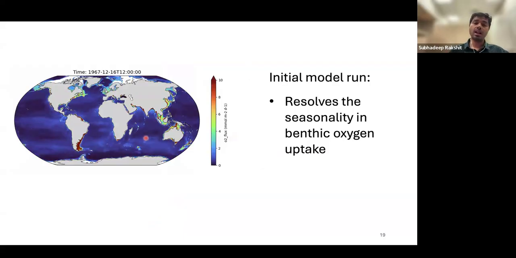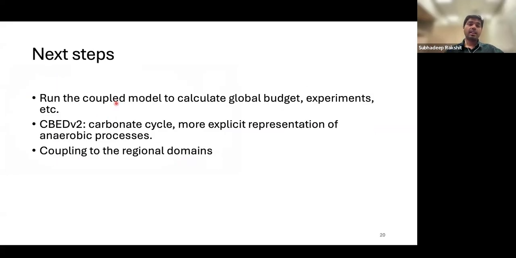So this is a very initial run, and we still have a few issues to solve. We are in the process of creating a longer run for the coupled model. So this is in a very active development stage at this point. Okay, so that was most of it, and the next step is basically to run the coupled model, MOM6, Cobalt, and SeaBed together, to calculate global budgets, perform experiments, etc.